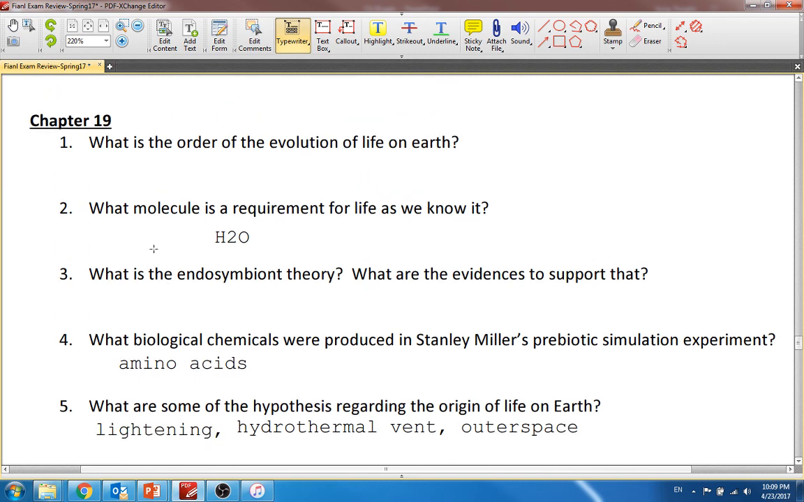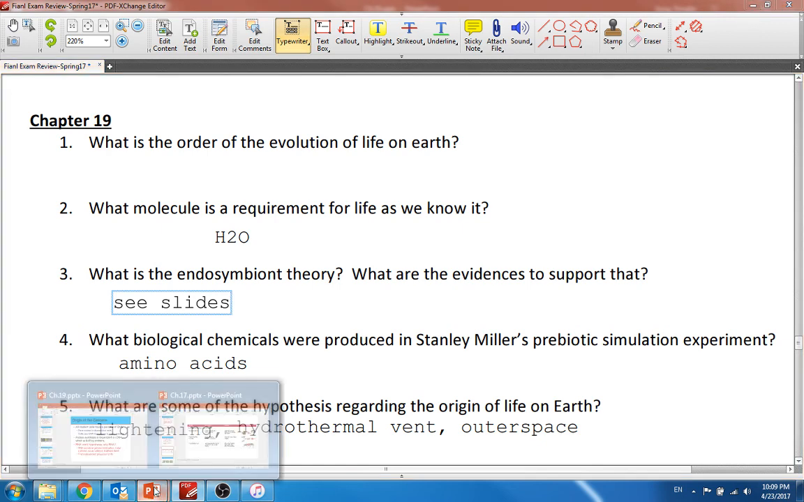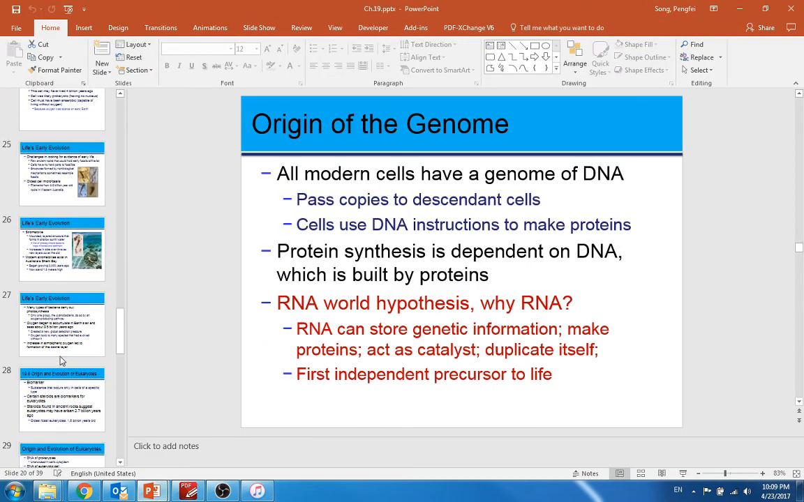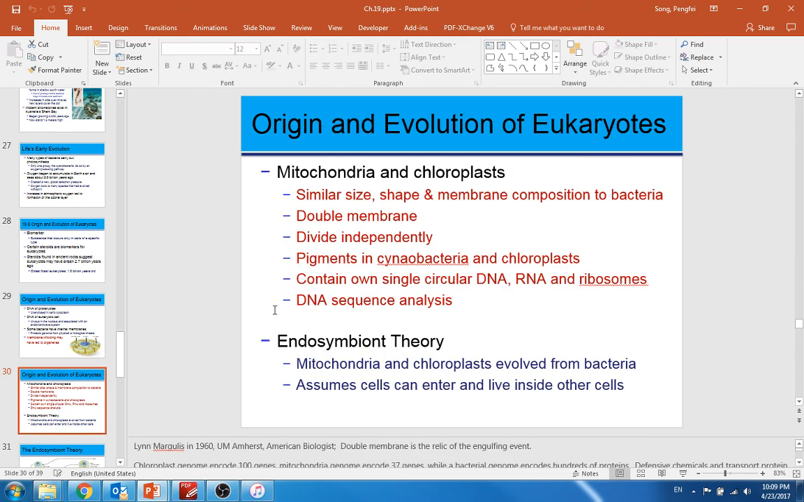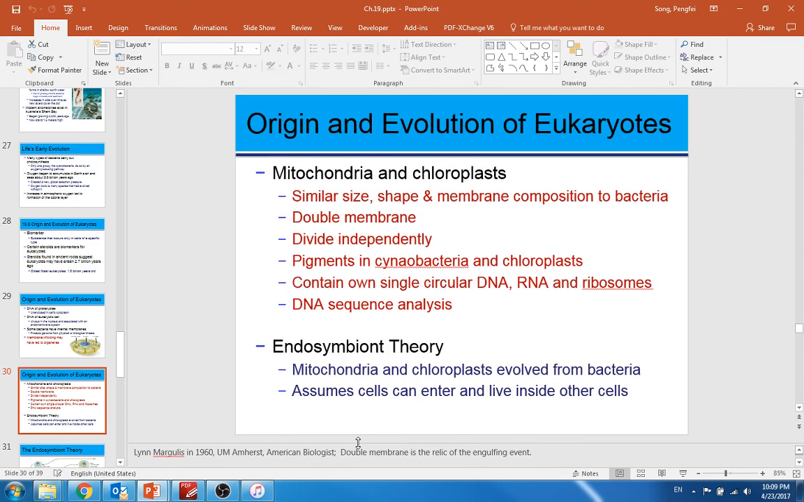Question number 5, what is the endosymbiont theory and what are the evidences? You can easily find the answer on slide 30. This theory basically states that mitochondria and chloroplasts evolved from bacteria and they used to be free-living. Over time, their host cells became dependent on each other. Their host cells provide a safe and stable environment for them, and they provide either energy or photosynthesis for the host cells, basically getting food and energy for the host cells.